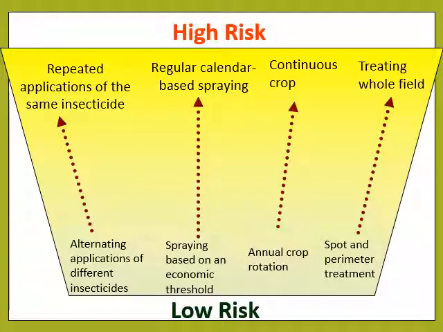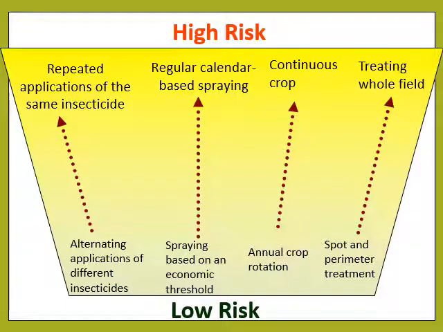So here's also a look at low risk versus high risk uses of pesticides. Everything on the low risk end has in common that less pesticide is used. That's a very general principle. The less pesticide you use and less frequently, the less selection pressure you're going to have for resistance. Whereas the more you use and the more frequently, the more you'll be selecting for resistance.